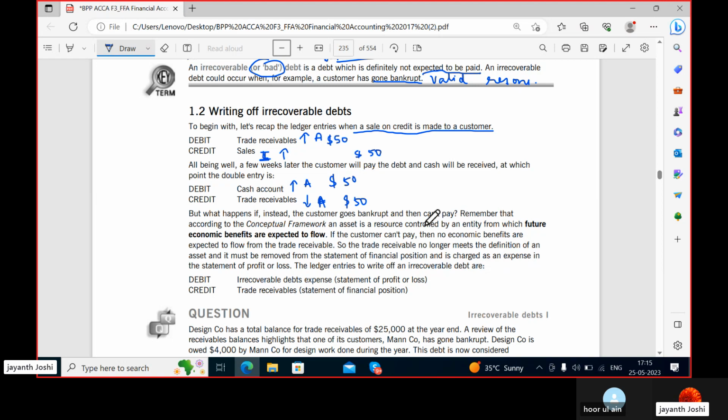But what happens if instead the customer goes bankrupt and can't pay? In that case, we have to follow the prudence concept. An asset is a resource controlled by an entity from which future economic benefits are expected to flow. Till the day we were expecting payment, we were showing it as an asset. But the day we come to know that we will not be able to recover the receivables, we have to stop expecting payment from that particular person. When we stop expecting payment, it is no more an asset, because it does not satisfy the definition of an asset, that future economic benefits will flow to the entity. Do you agree with that?